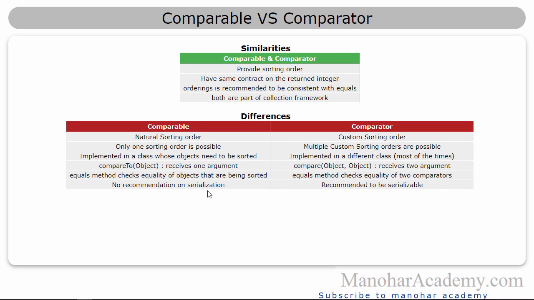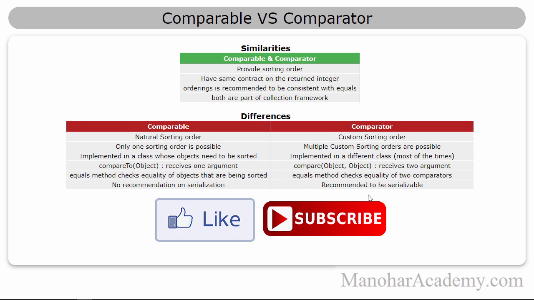The last difference is, in case of comparable, there is no recommendation for serialization. So the class that is implementing comparable need not be serializable. But in case of comparator, it is recommended that it is serializable.